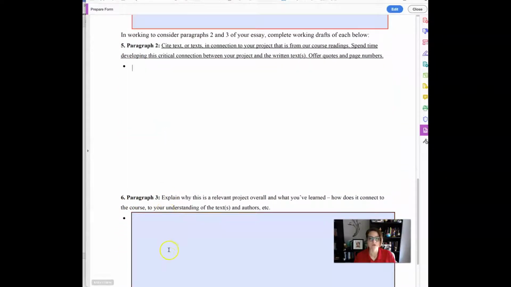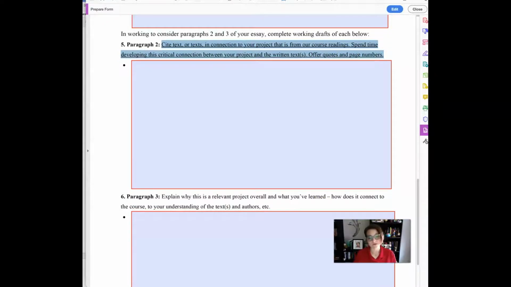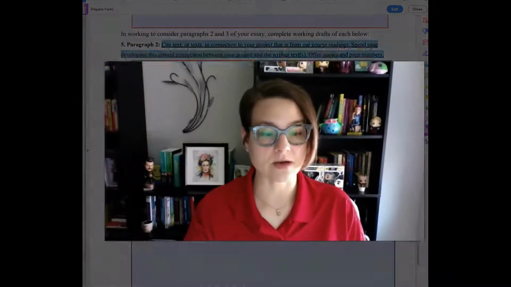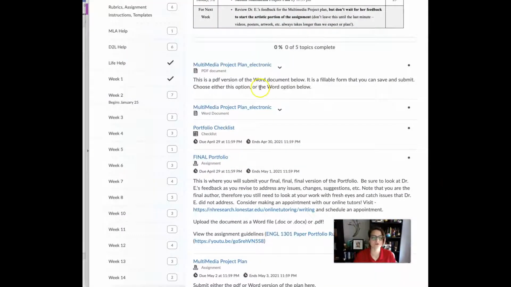We need full drafts of your paragraphs here, especially paragraph 2, because this is where, as I mentioned in the explanation video, a lot of people lose credit because they're not citing and connecting their ideas to the text that we've read. So think about Choi, think about Ron Finley's video, that kind of thing. You want to support your ideas just like in a research paragraph, because it is a research paragraph, okay? All right, so that's your multimedia plan. Let me know if you have questions.